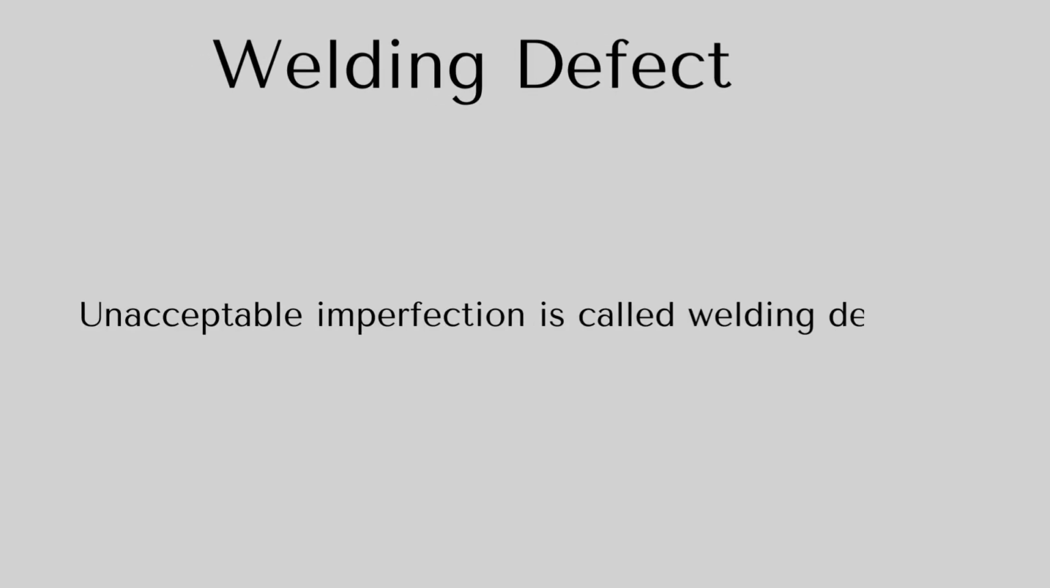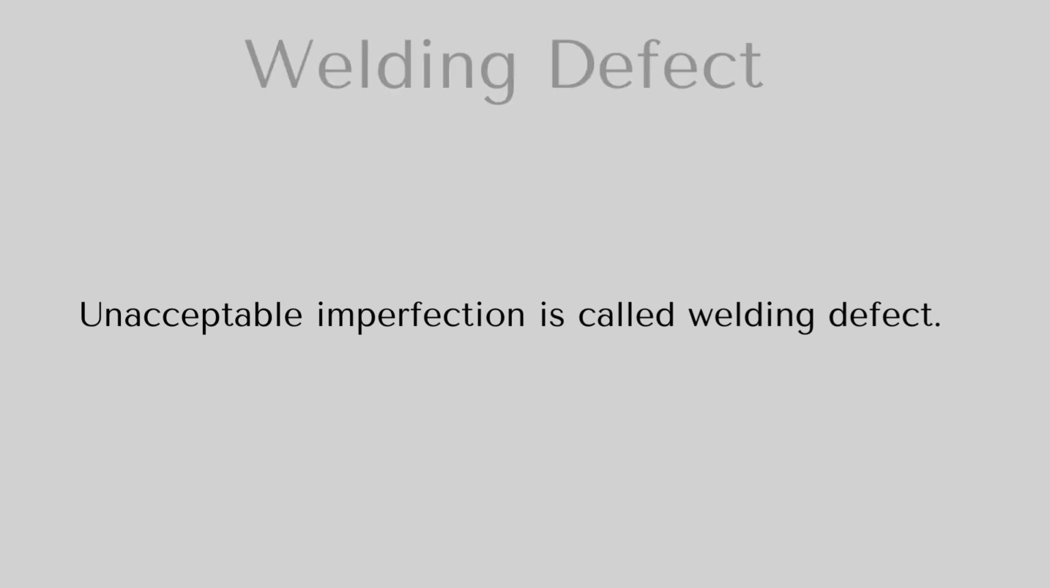Let's understand what is defect. So any unacceptable imperfection is called a defect. Right? Let us see, there is a minor difference. Imperfection, we are not rejecting any workpiece, whereas in case of the defect, we have to either rectify it or we have to reject it.